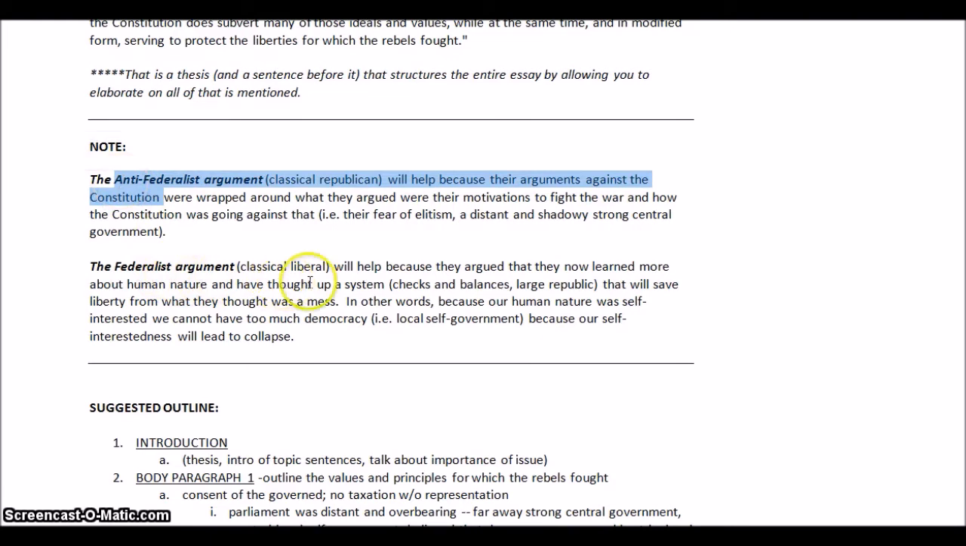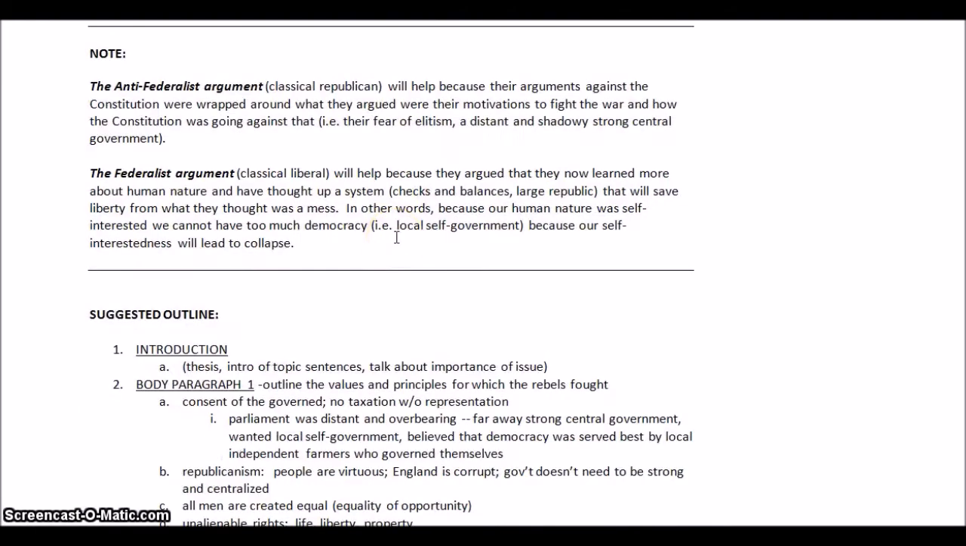The federalist argument will help because they argued that they now learned more about human nature and have thought up a system, checks and balances, large republic, that will save liberty from what they thought was a mess. In other words, because our human nature was self-interested, we cannot have too much democracy, which is what it was under the Articles, local self-government, because our self-interestedness will lead that to collapse. So they were pulling back democracy a little bit to save it in their minds. Nuance and complexity.